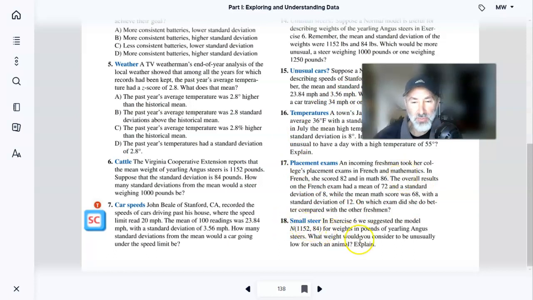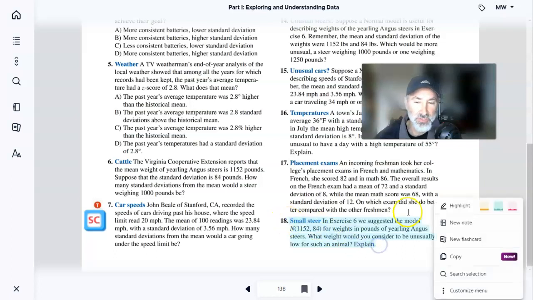And I found this problem number 18, and I thought it was kind of an interesting question because it doesn't ask for a specific calculation. It's just asking what weight would you consider to be unusually low. So I was curious to see how ChatGPT would deal with this.